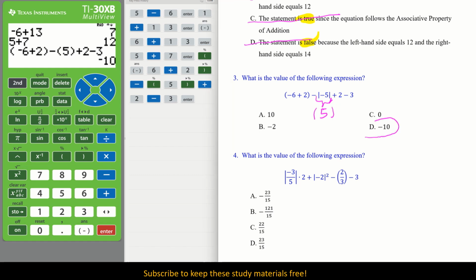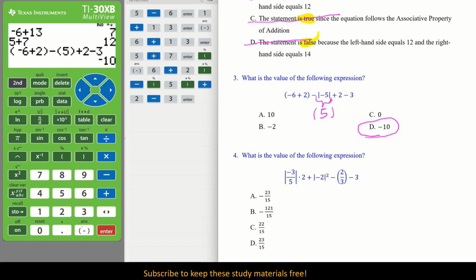I know so many people will tell me, or even my students say, but we can do that in our heads. Well, you shouldn't on a test. You get stressed, you get tired, your eyeballs start crossing. It's just better to type in what you see. Okay, now let's go to number 4. What is the value of the following expression?